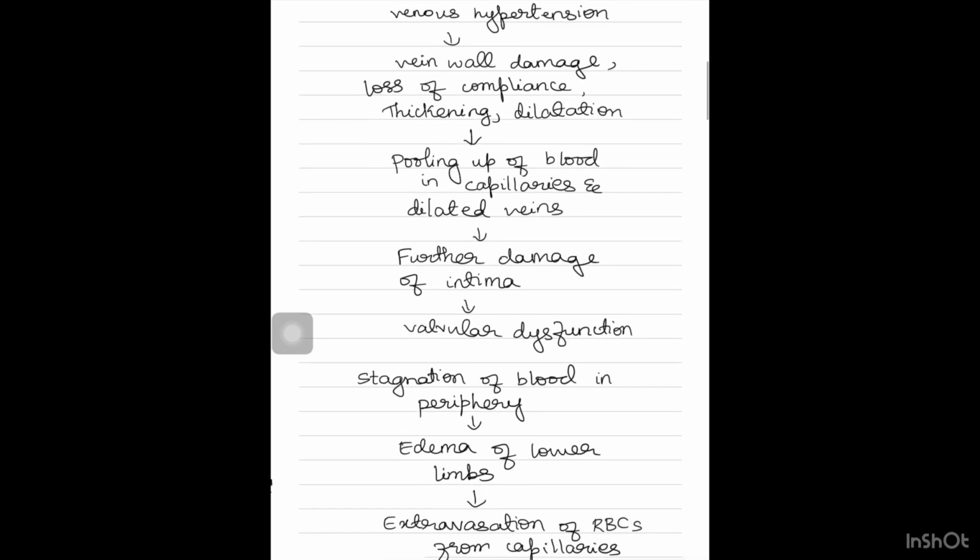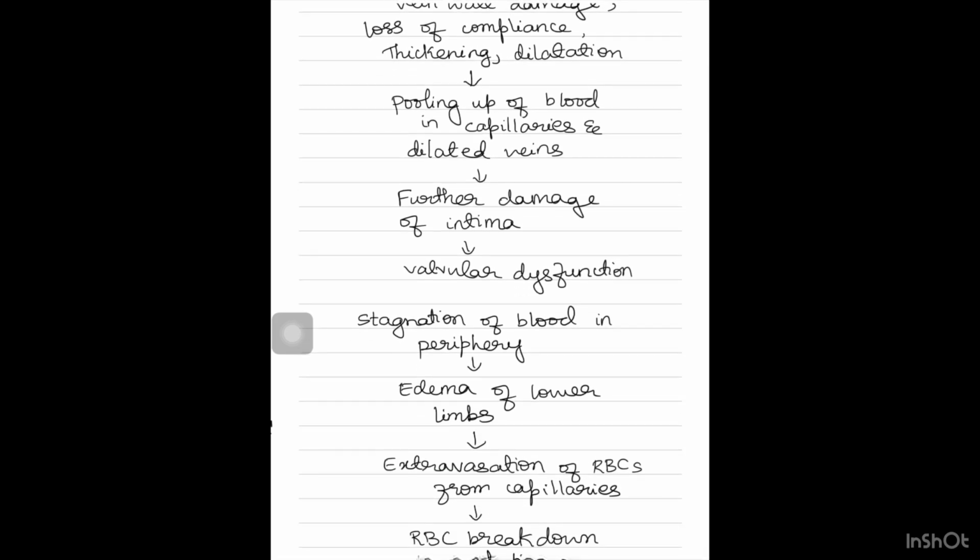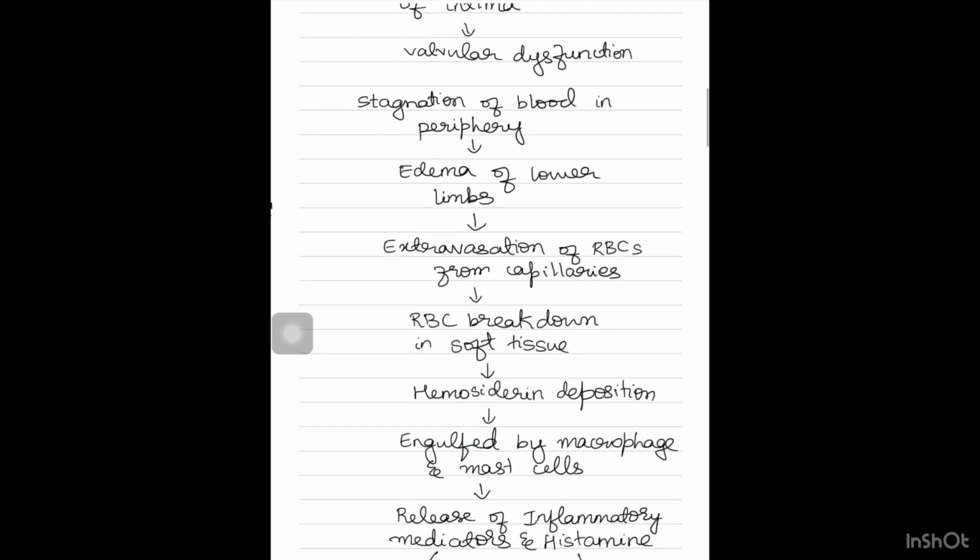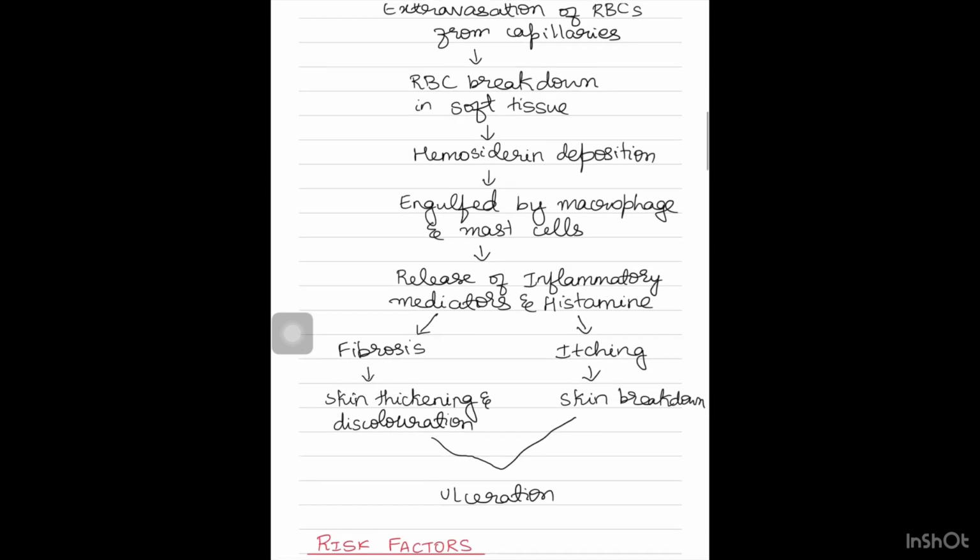There is also pooling up of the blood in the capillaries and in the dilated veins, which causes further damage of the intima. When there is damage to the intima, it causes damage to the valves, because these valves are formed by enfolding of the intima. There is stagnation of the blood in the periphery resulting in edema of the lower limbs, which causes extravasation of the RBCs from the capillaries into the soft tissue. There is breakdown of these RBCs in the soft tissue, which causes hemosiderin deposition.